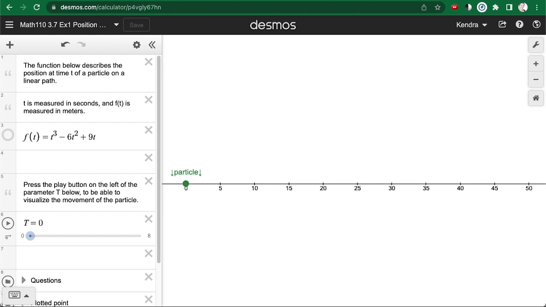Okay, so in this case, the function is given by t cubed minus 6t squared plus 9t. And I just want to play the motion of the particle for the first 8 seconds so that you can see how this plays out. So I'm going to go ahead and play it and pay attention to what the particle is doing, the motion of the particle.